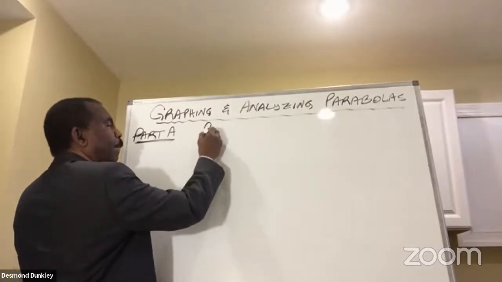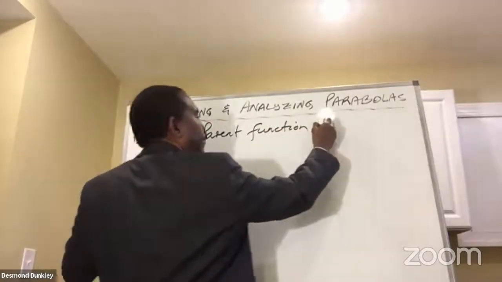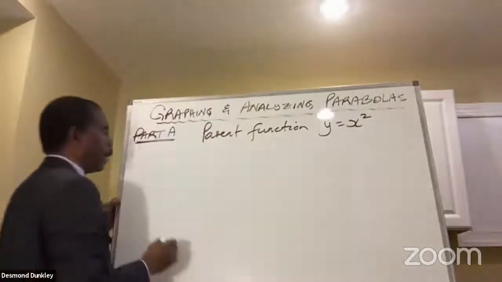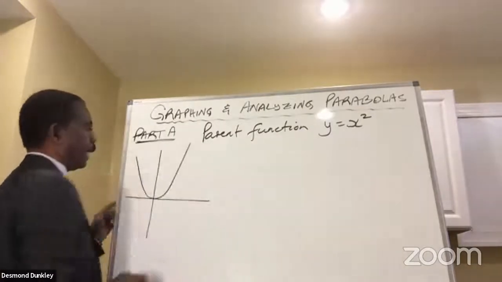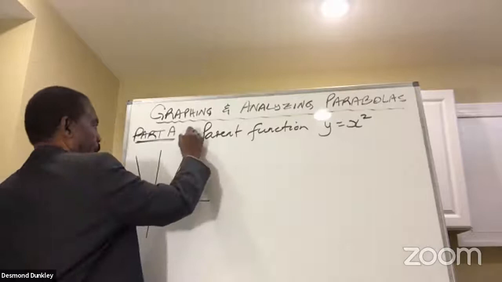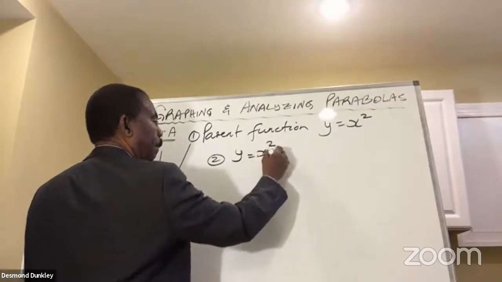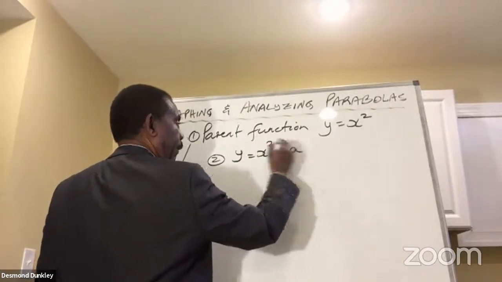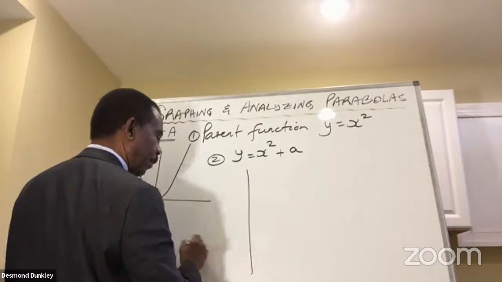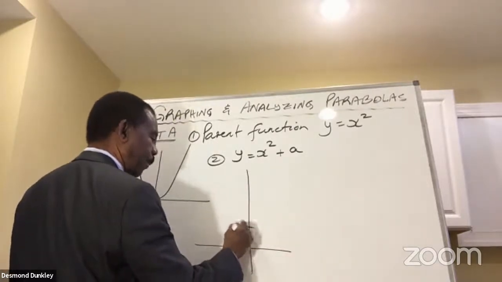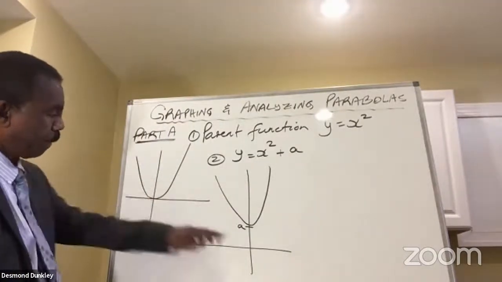So the first one is called the parent function. That is y equal to x squared. And the graph of that is very simple. It gives us a nice curve like that. Okay, so that's one. Two, if we have the parent function plus a, just add a to it, it means that it's going to cause your graph to go up a unit. Everything shifts upward from the vertex, from the 0, 0.